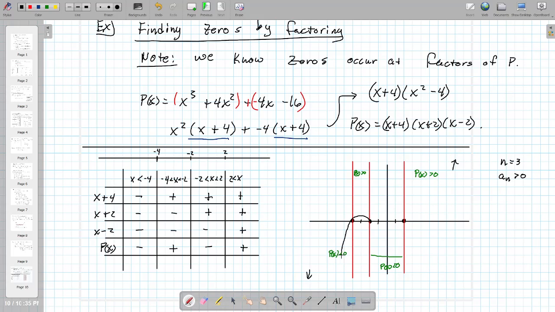So we are negative here. We go up, we become positive between negative 4 and negative 2. We're negative between negative 2 and positive 2. So we come back down. And then we're positive after 2. So our graph will look something like this.